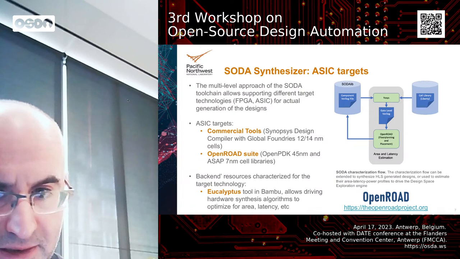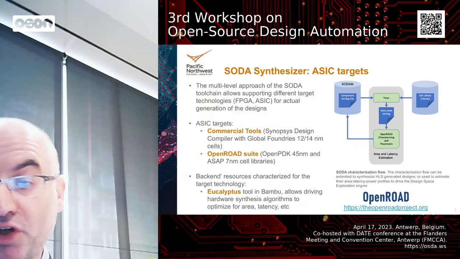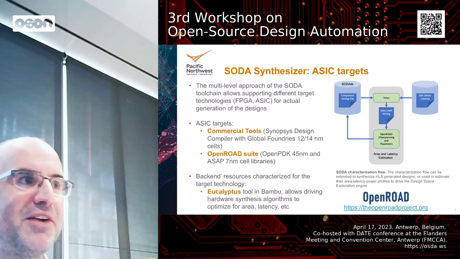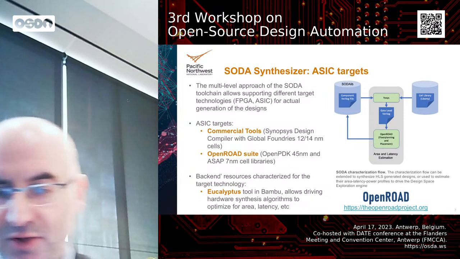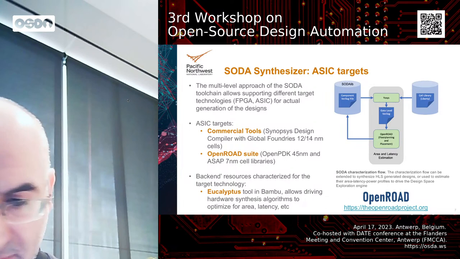A couple of words on the ASIC target in particular. We also tested with commercial tools, but we regularly, and that's also the focus of our tutorial, use the OpenROAD suite, both with the OpenPDK 45 nanometer and the ASAP 7 nanometer cells, so that you can really evaluate your algorithms from the high level implementation down to the results provided by OpenROAD. And Bambu has a feature, through a tool, to characterize the resource library depending on the target technology. It's used for both the FPGA target, and OpenPDK and ASAP are provided.